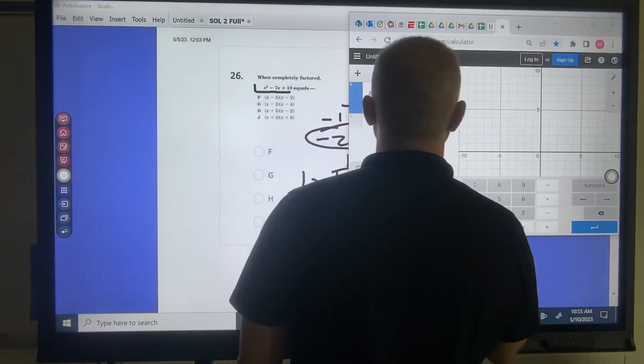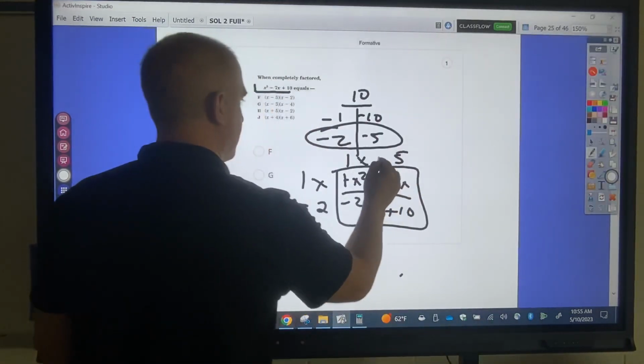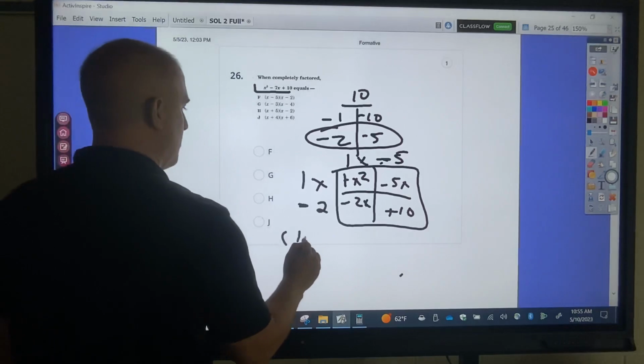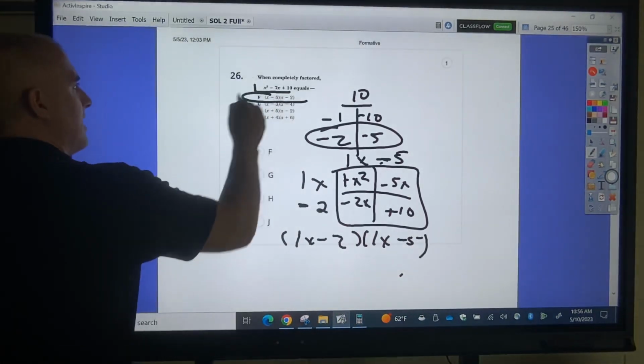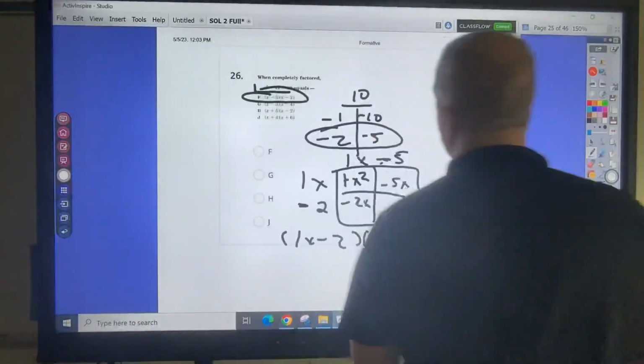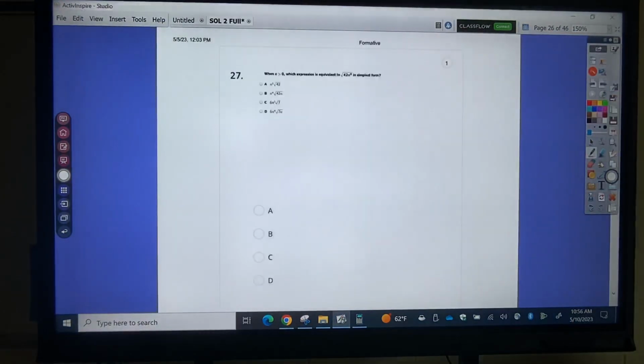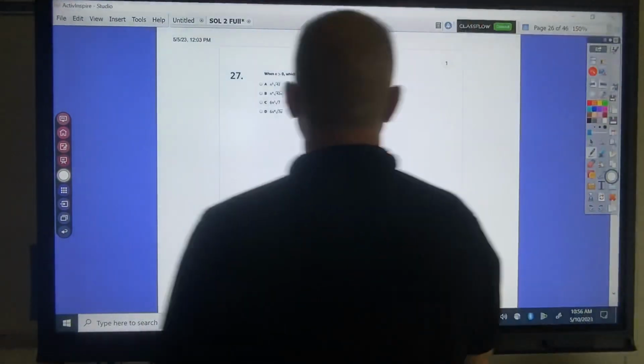I'm sorry, positive 10. Should be 5. So that's it. That's a minus. So 1x minus 2, 1x minus 5. Okay, best answer for that would be that one. Okay. All right, now we're on to square roots.